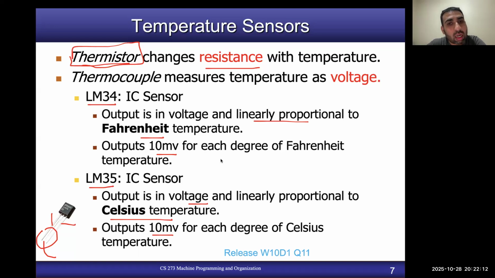The third statement is also correct. Thermocouple converts temperature into electrical signal. That's correct. Thermocouple converts temperature into voltage, and voltage is an electrical signal, right? And thermistor converts temperature into voltage. That is wrong because thermistor converts temperature into resistance, not into voltage.